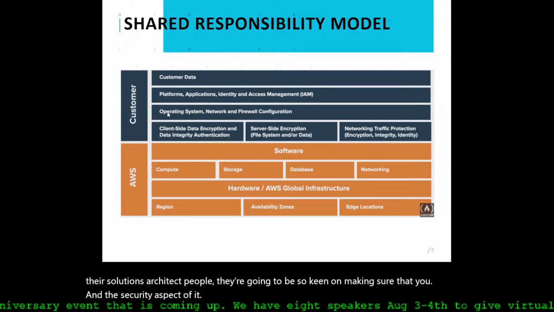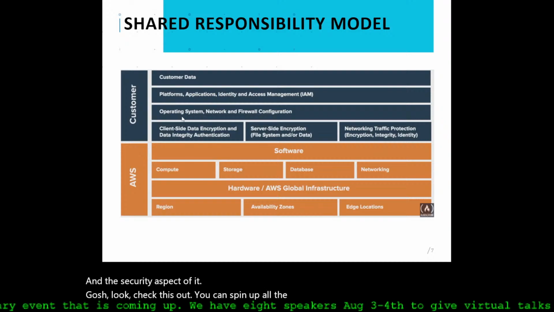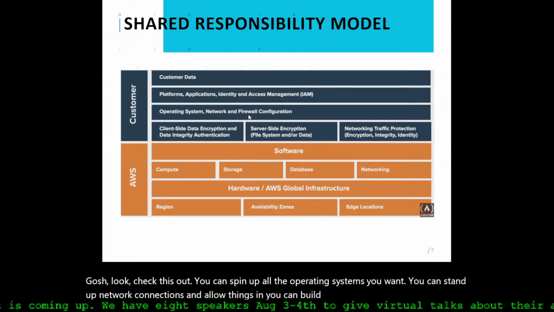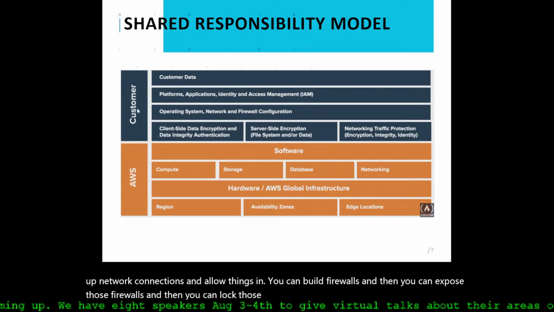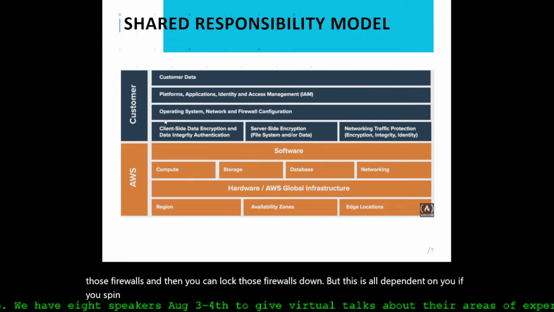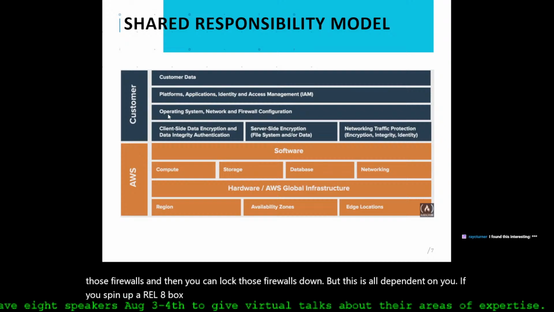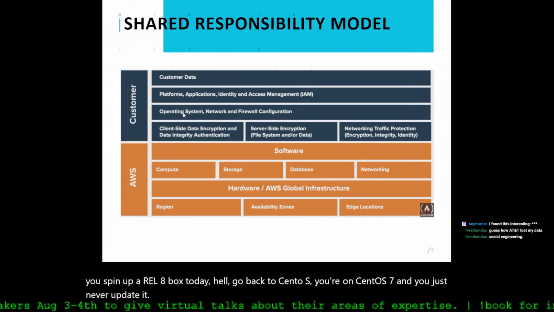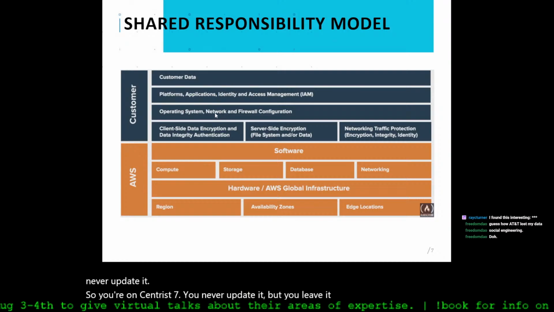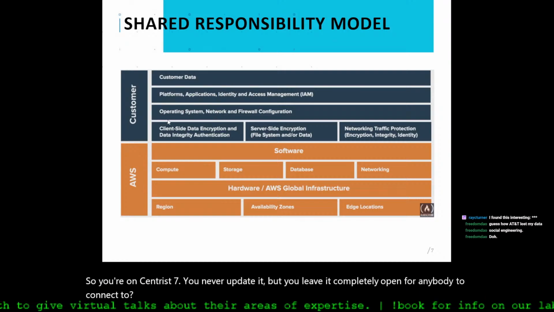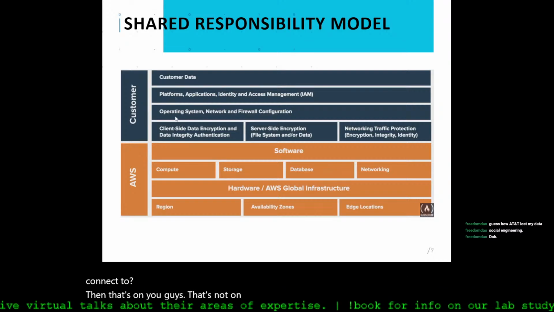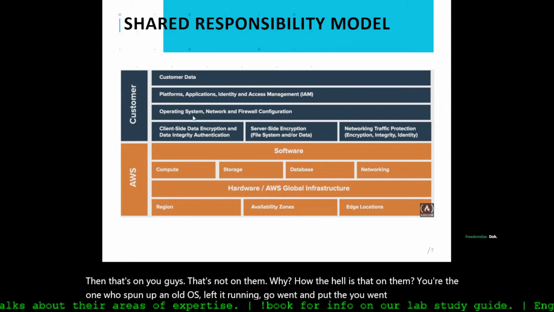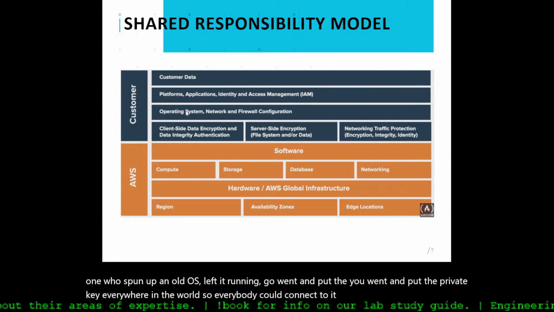Gosh. Look, check this out. You can spin up all the operating systems you want. You can stand up network connections and allow things in. You can build firewalls, and then you can expose those firewalls, and then you can lock those firewalls down. But this is all dependent on you. If you spin up a RHEL 8 box today, hell, go back to CentOS. You're on CentOS 7, you never update it, and you leave it completely open for anybody to connect to, then that's on you, guys. That's not on them. How the hell is that on them? You're the one who spun up an old OS, left it running, and put the private key everywhere in the world so everybody could connect to it. That's not on them. That's on you.